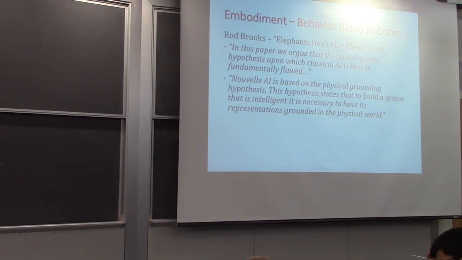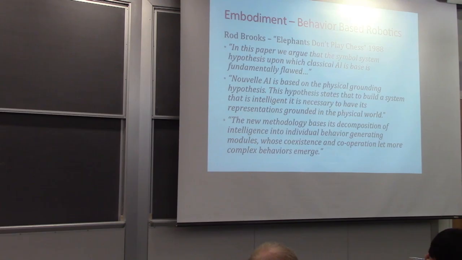And so the new AI is based on the physical grounding hypothesis. "This hypothesis states that to build a system that is intelligent, it is necessary to have its representations grounded in the physical world." This can be summarized as saying intelligence needs to be well situated, right? It needs to not simply exist in a computer system, but it needs to be with the outside world in some way to have an understanding and have some form of intelligence.